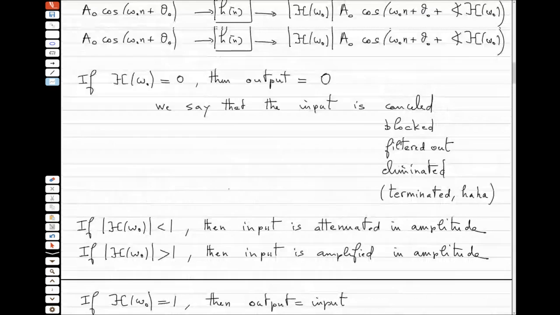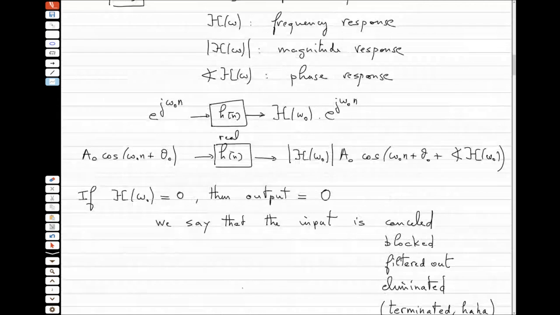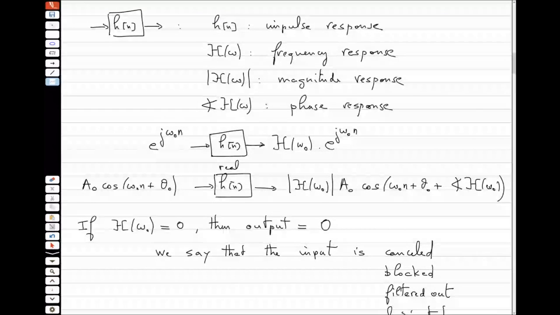The reason I'm doing this is that by analyzing these functions, you understand what happens to this input, either complex exponential or sinusoid. By knowing the magnitude here, you see how the amplitude has been modified. It gives you physical insight about what happens to the input.